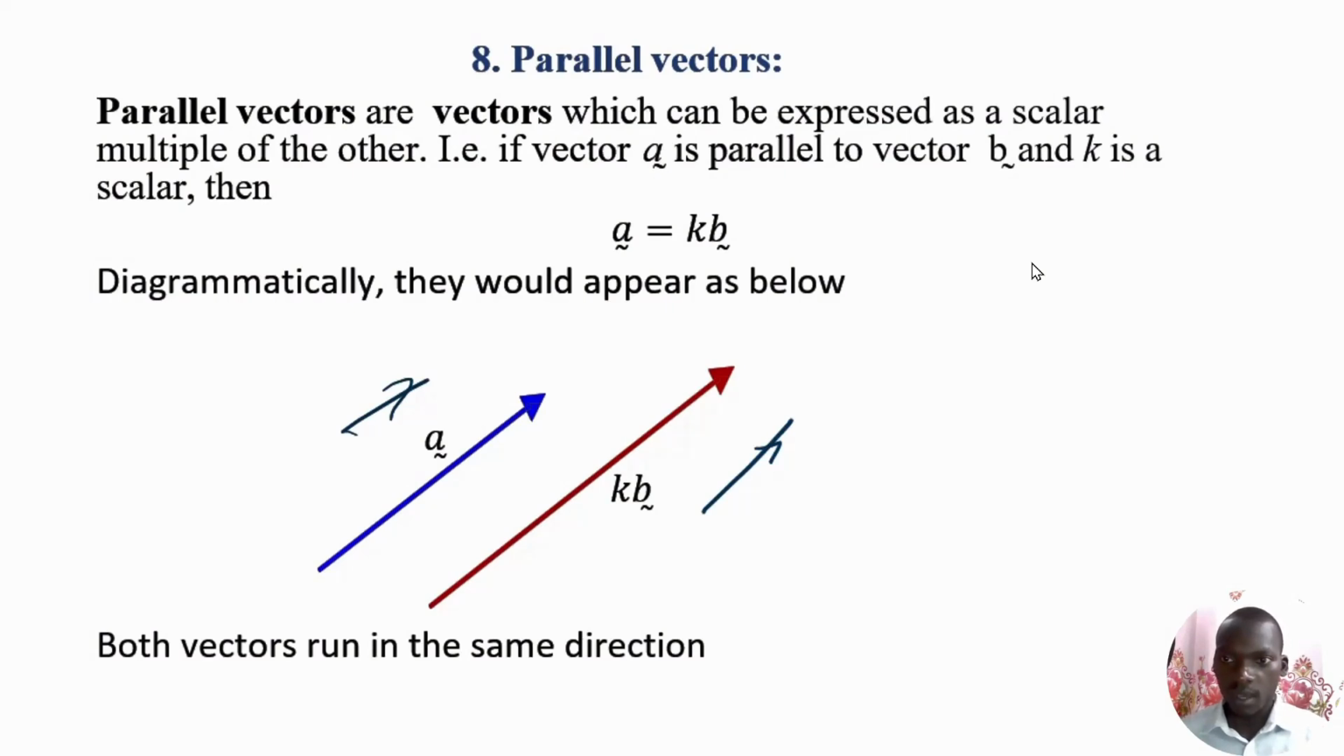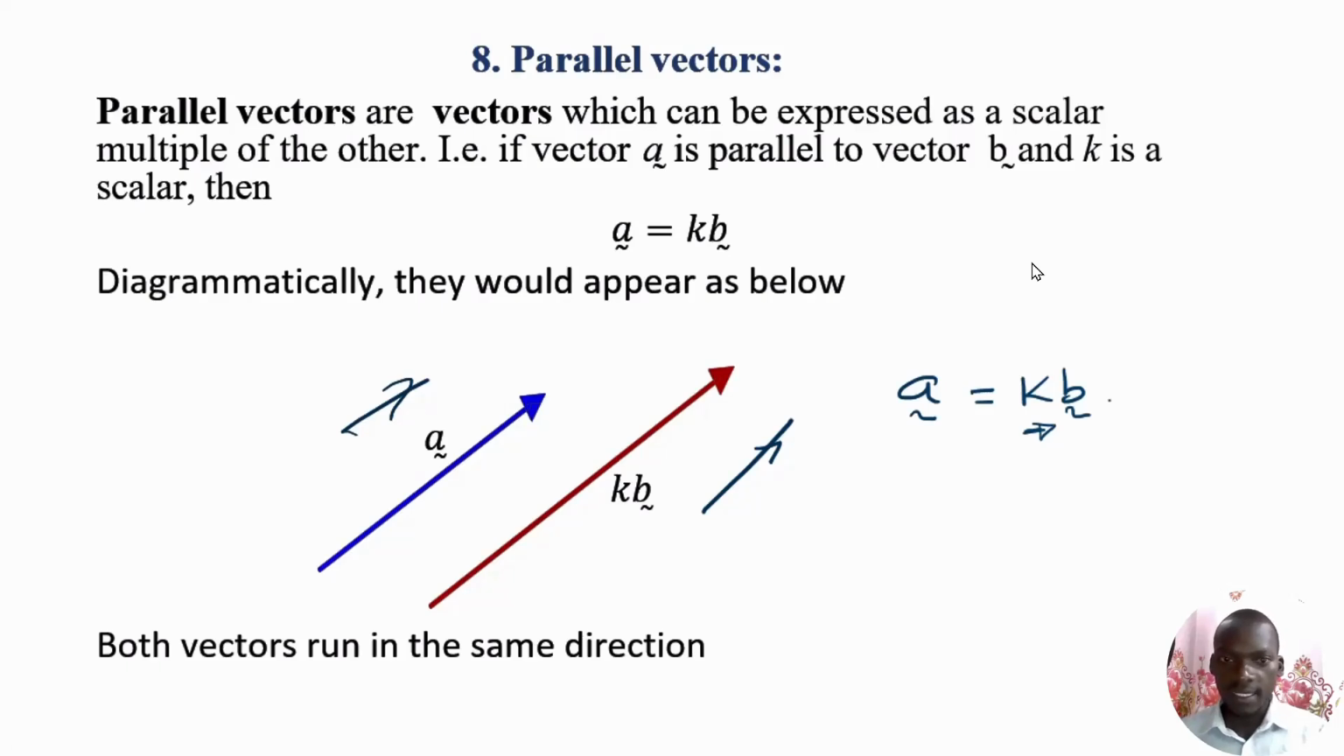That's why we have vector A being expressed as a scalar multiple of vector B, and we can see that the scalar is positive. The reason why it is positive is because both vectors are parallel and they are taking the same direction. As you can see, vector A and vector B run in the same direction. That's why we can have our constant being positive.